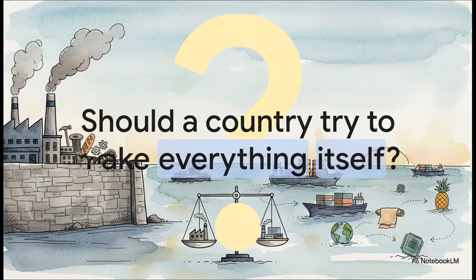So, at the very heart of Smith's entire work is this one really powerful question. Is it better for a country to just build walls around itself, protect its own industries, and try to make absolutely everything at home? Or should it open up and trade freely with the rest of the world? I mean, this was the economic puzzle of the 18th century, and it's a question that you can still hear echoing in basically every trade negotiation that happens today.